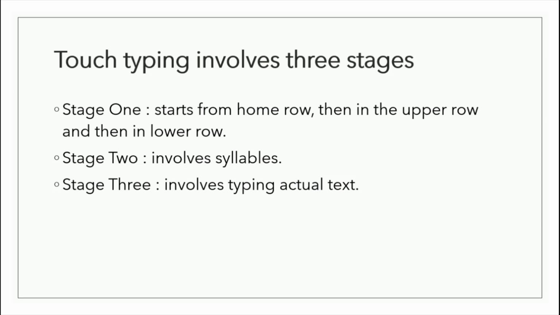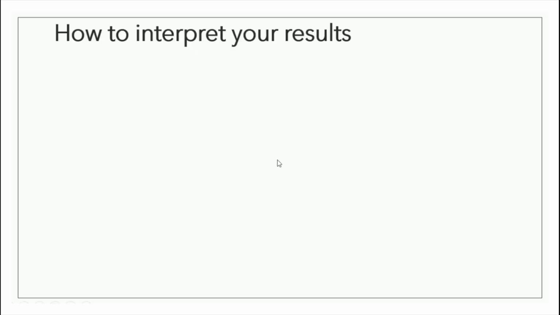Now, what is stage 2? Whenever you are learning how to type syllables, that becomes stage 2. And whenever you are typing phrases, the syllables together, by looking at the data which you have, without looking at the keyboard, that is the third and final stage. Moving on to the next, children.